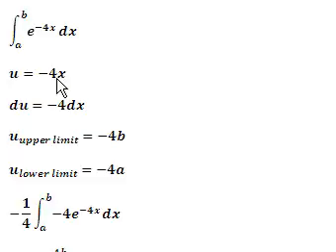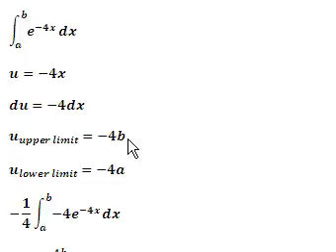So the first thing I've been doing here is identifying what u is, and it turns out that we have e raised to some function up here, and that's always going to be what our u is. And so u is defined to be negative 4x. So we take the derivative and we get du equals negative 4 dx.